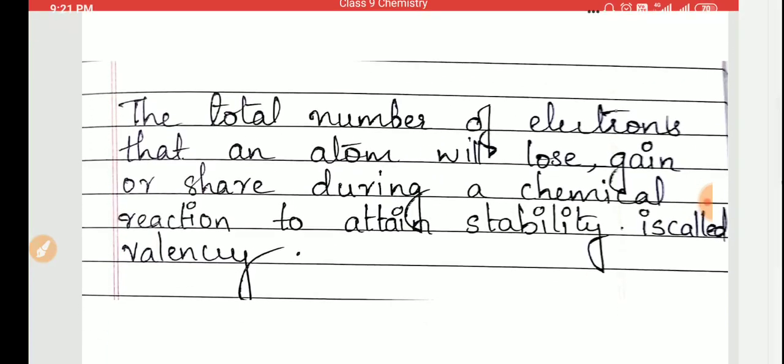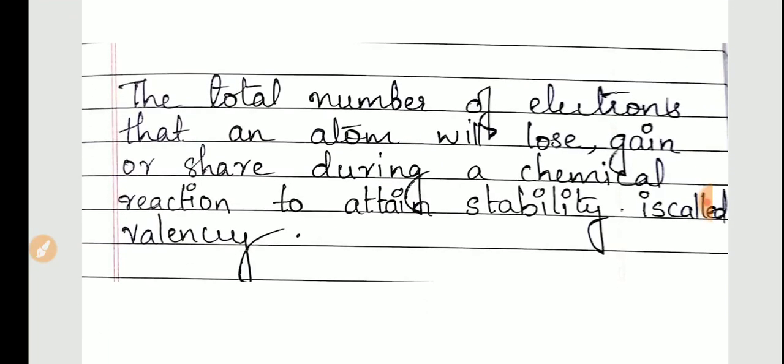Okay. So the definition for valency, you have studied up to 8th standard. The valency's definition was the combining capacity of an element. So that definition you should not write in 9th standard onwards in exams. If you write that in the exam, you will not get any marks because that is a simple definition. From 9th onwards you are going to attend board exams. So you have to write the proper definition for valency.